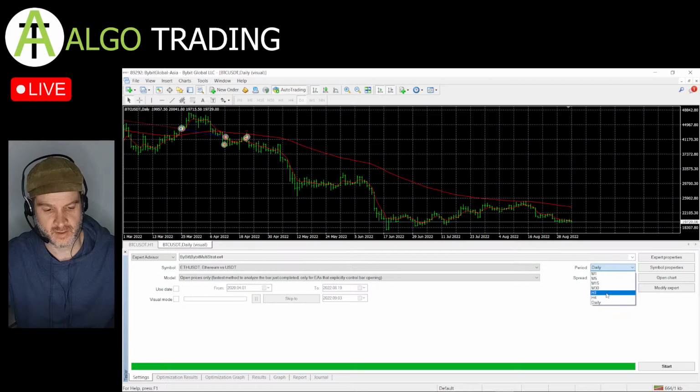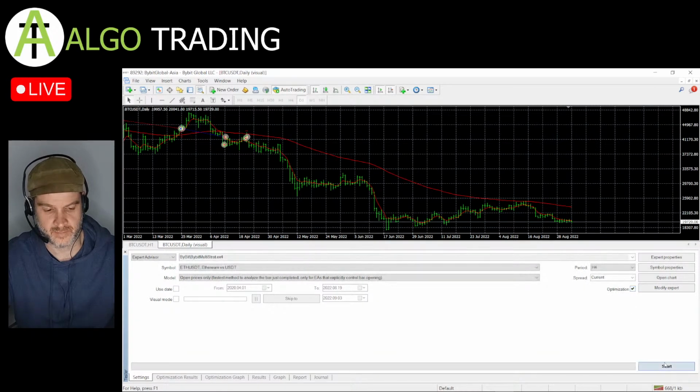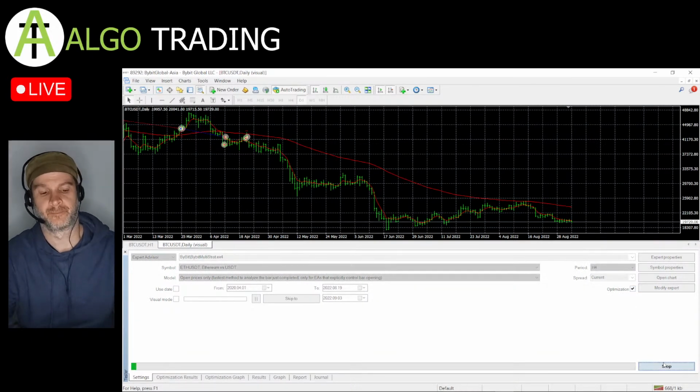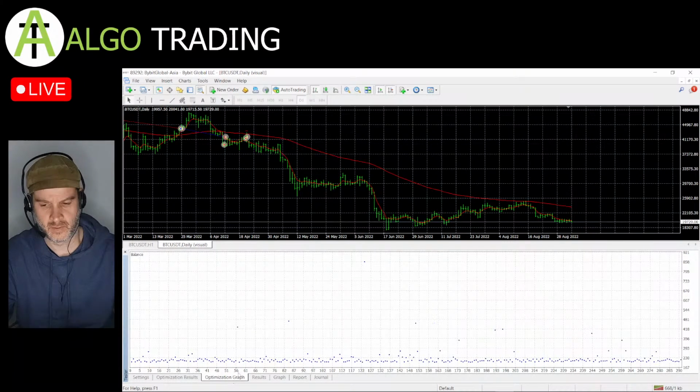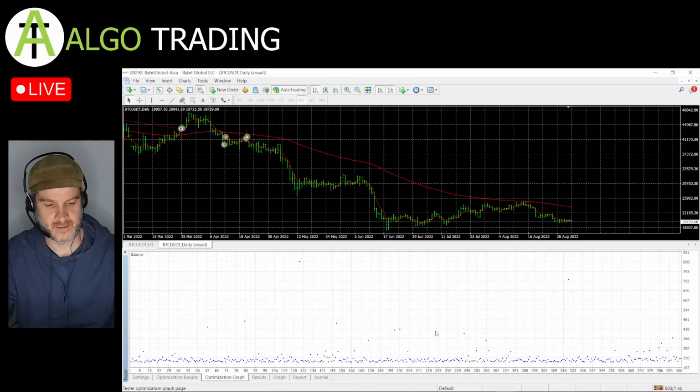Let's try the 4-hour chart on Ethereum. Let's stop there. We're going to optimize again on the 4-hour chart. Not too happy with those results. There's some outliers there.